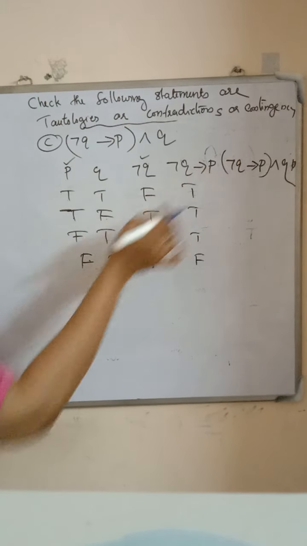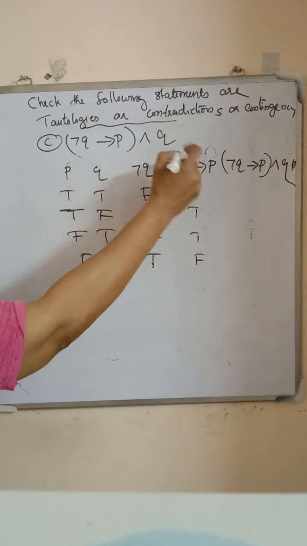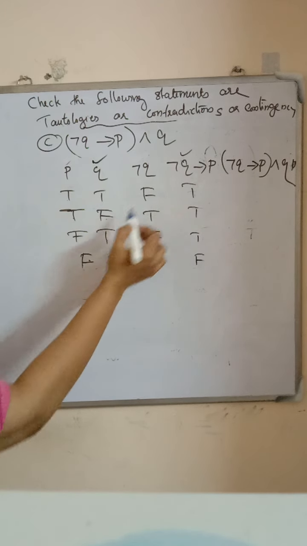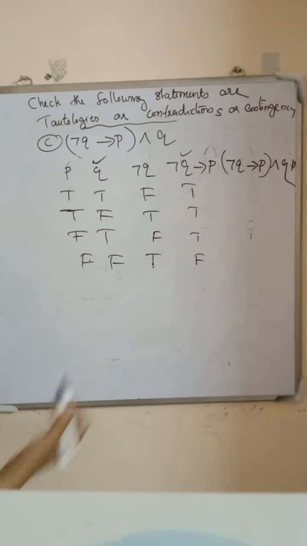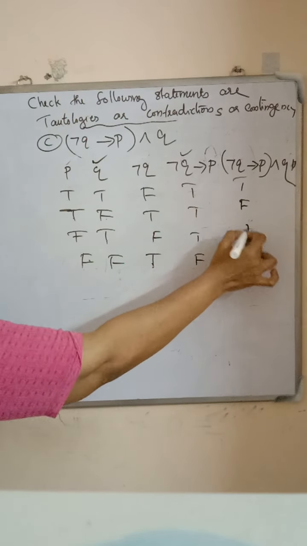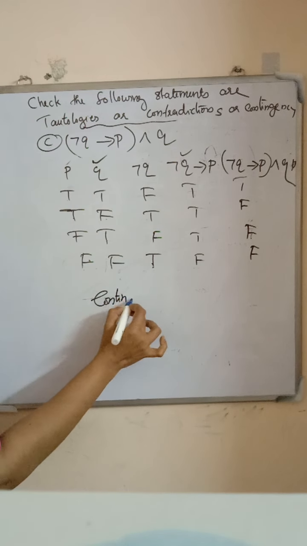What about negation Q conditional P and Q? Here we consider these two columns and join them by and. True and true, false and true, true and true, false and false. So in this statement also, the first one is true and all other cases are false. So this statement is also a contingency.